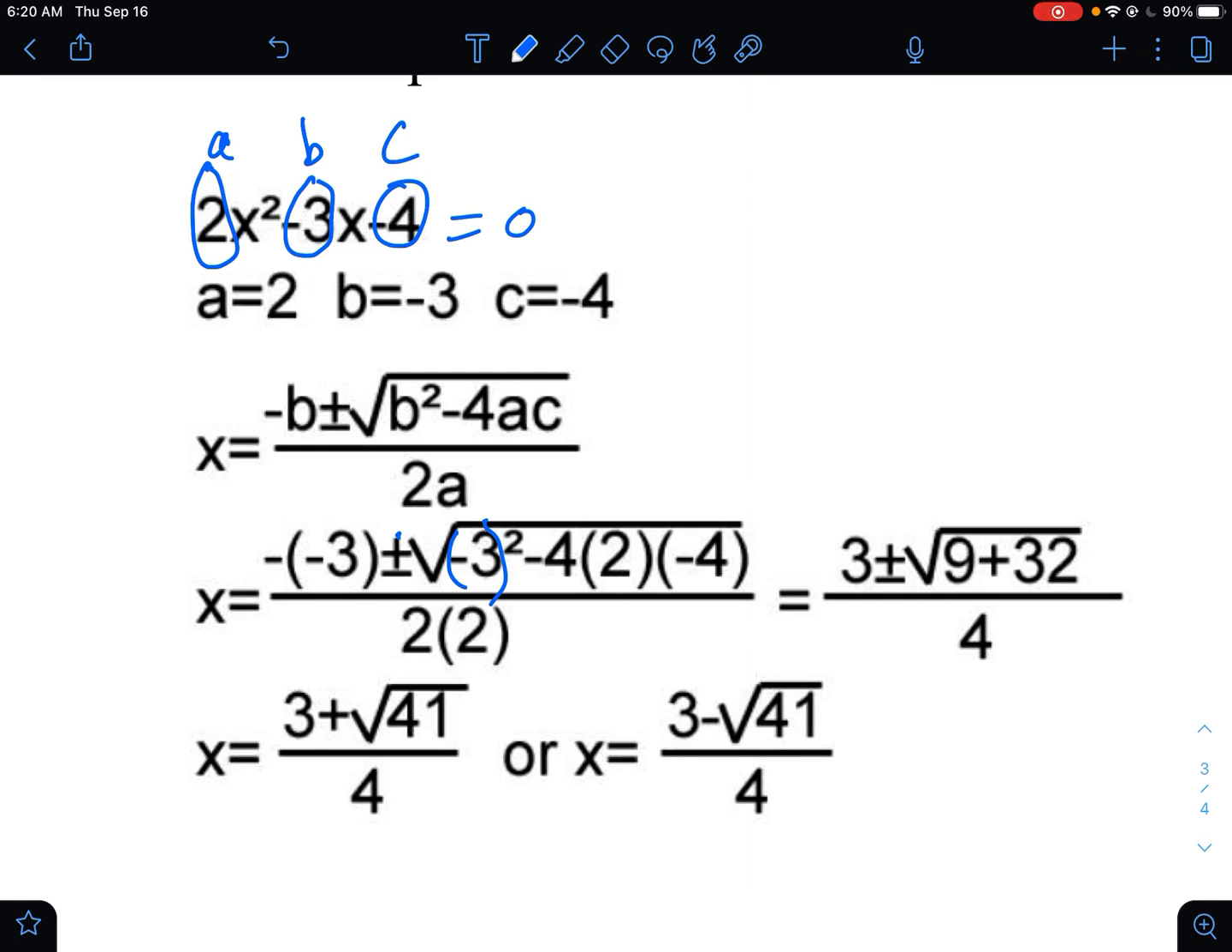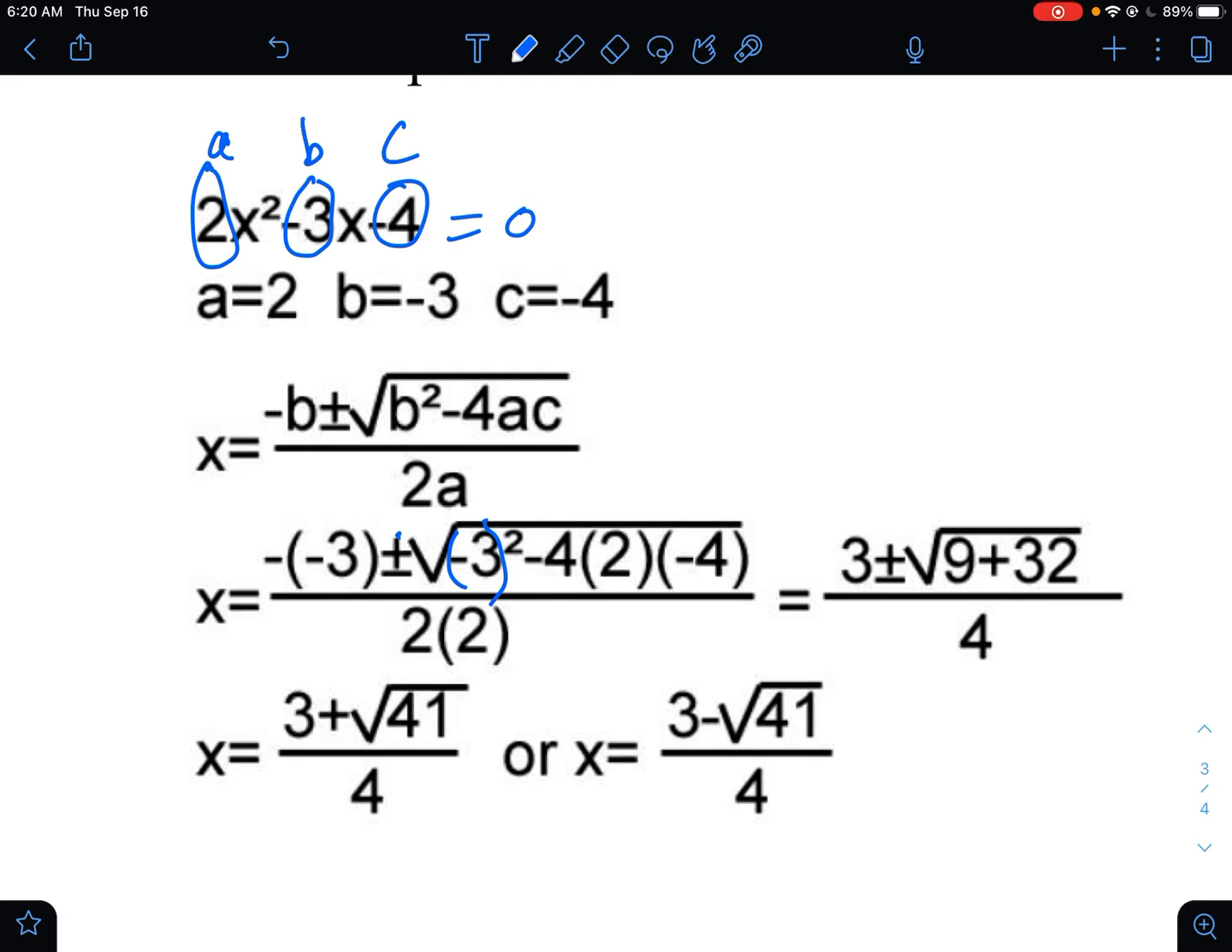And 41 does not factor. You can't simplify that part. No, it's not a perfect square. And so it just turns into 3 plus root 41 over 4, and 3 minus root 41 over 4. And those are the two answers. Those are the two spots where this quadratic is equal to 0.